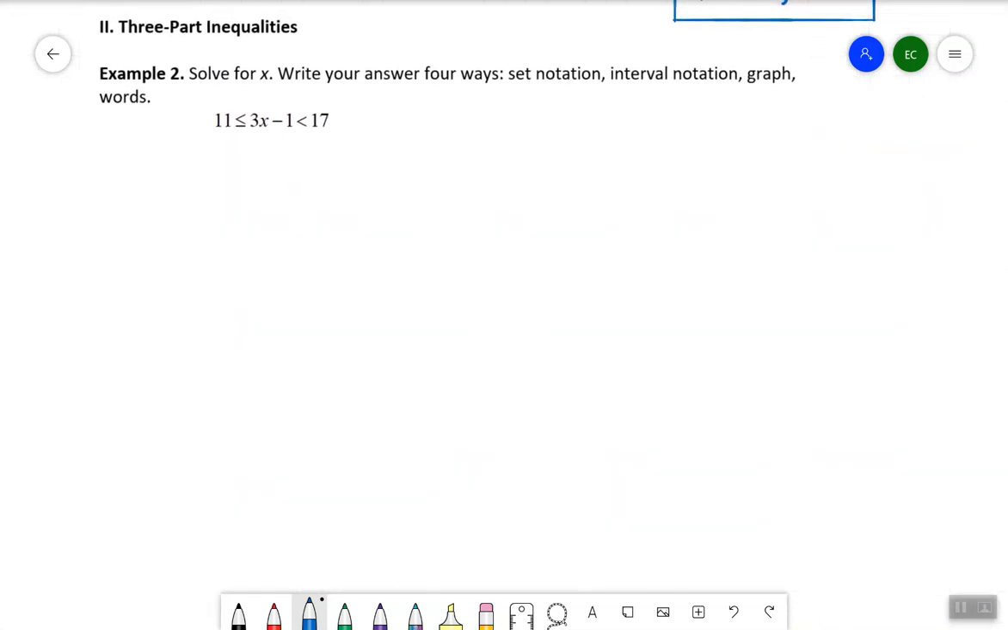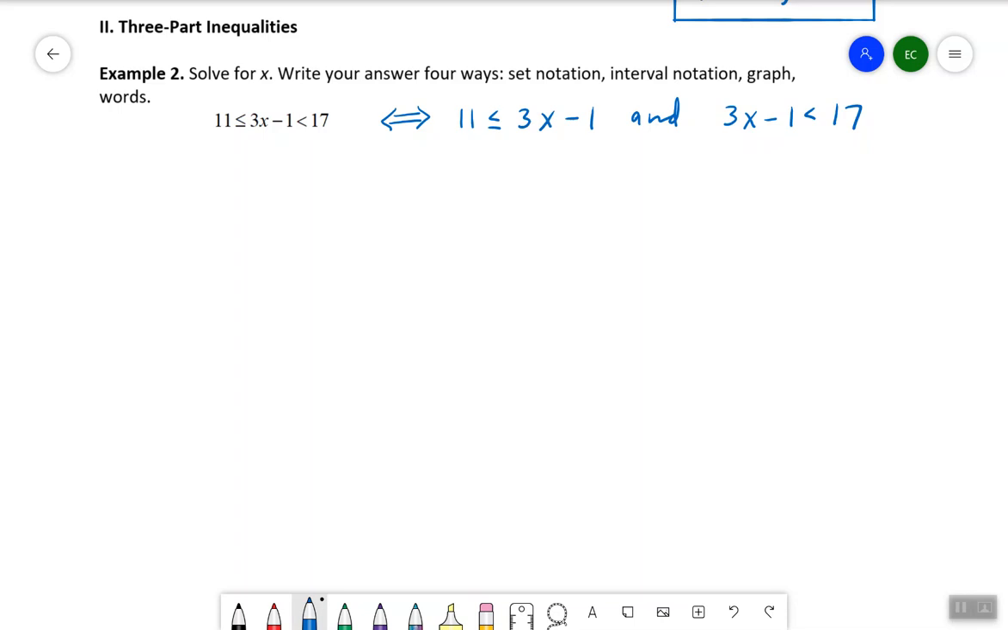And so what does this say? This is equivalent to saying that 11 is less than or equal to 3x minus 1, and 3x minus 1 is less than 17. So really what you have is 2 linear inequalities that share this common expression, this 3x minus 1.